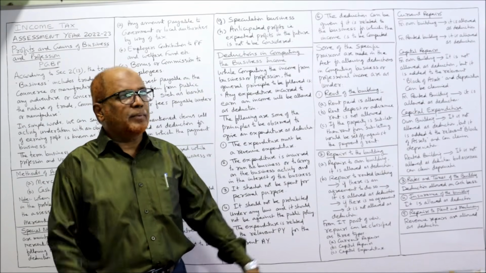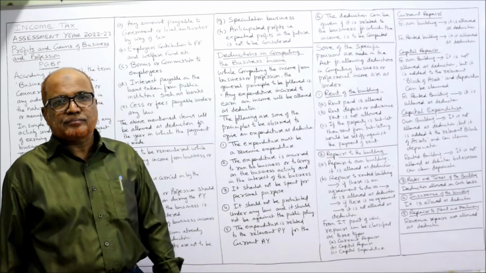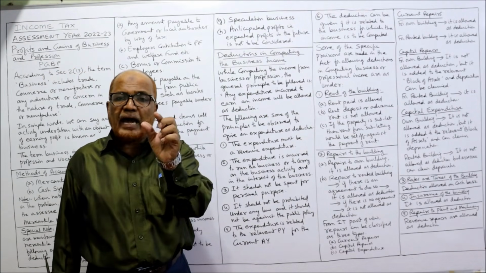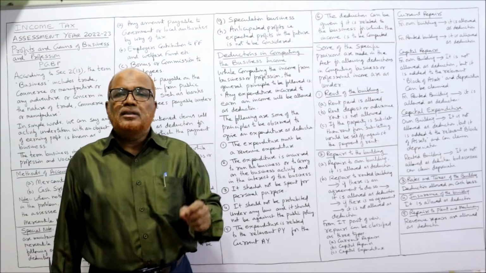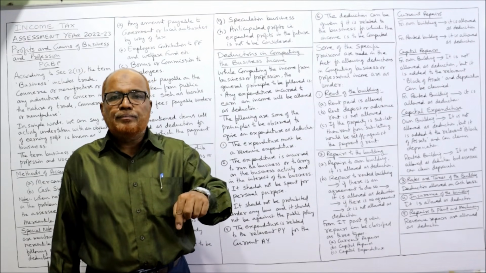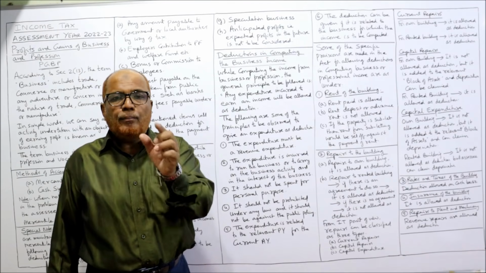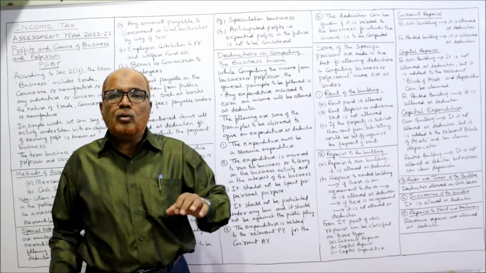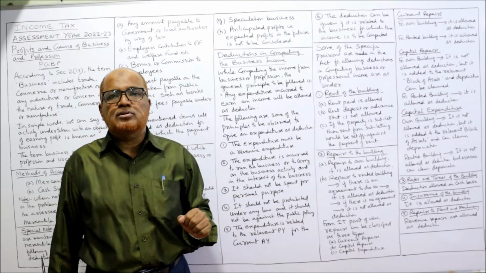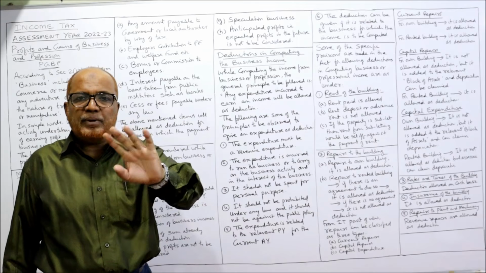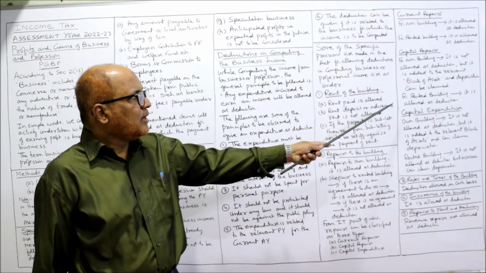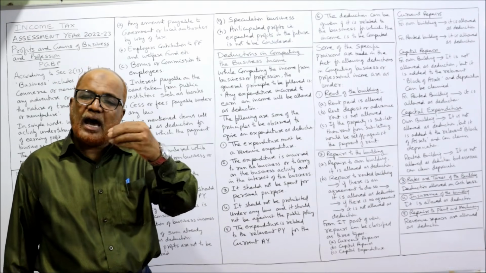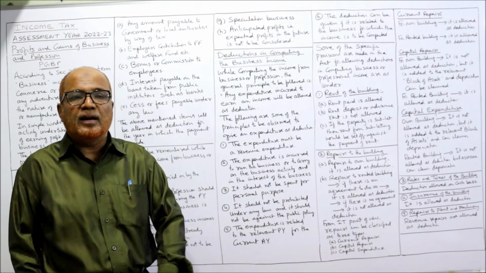For capital repairs, for own building, it is not allowed as deduction. If the words capital repairs are given, and it is an own building, it is not allowed as deduction. But capital repairs will be added to the block of assets on which depreciation can be claimed. Directly, capital repairs are not allowed as deduction. Now for rented building, it is allowed as deduction. Capital repairs will be allowed as deduction for a rented building.